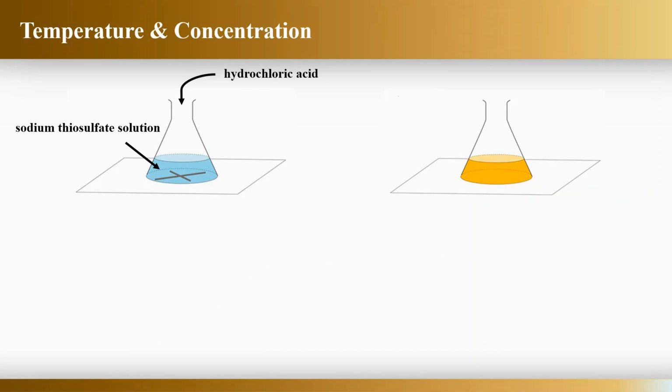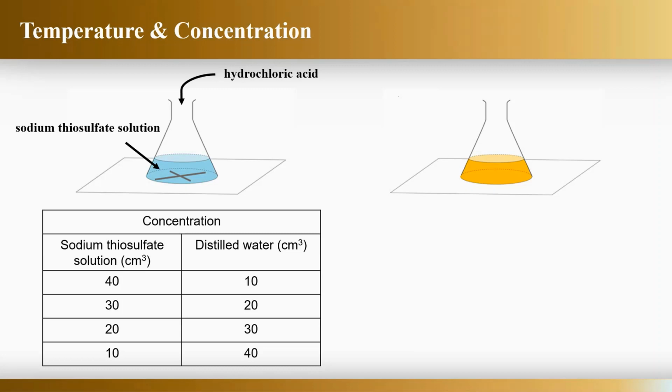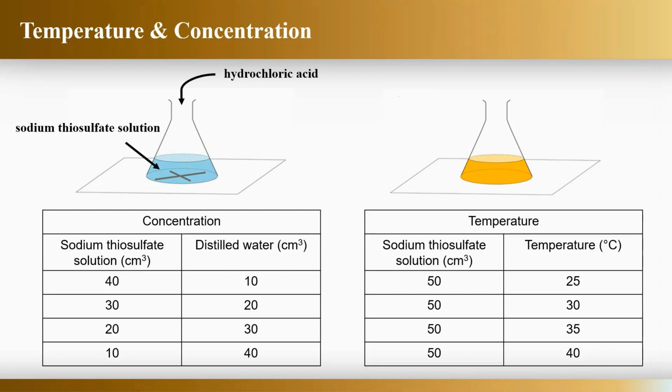To investigate on different concentration affecting the rate of reaction, we use different volume of sodium thiosulfate solution added with distilled water to make up to a certain volume, and then we compare the time taken for the X mark to disappear. And for temperature, we heat up the sodium thiosulfate solution to different temperature, and then we add the hydrochloric acid, and lastly we take the time taken for the X mark to disappear.